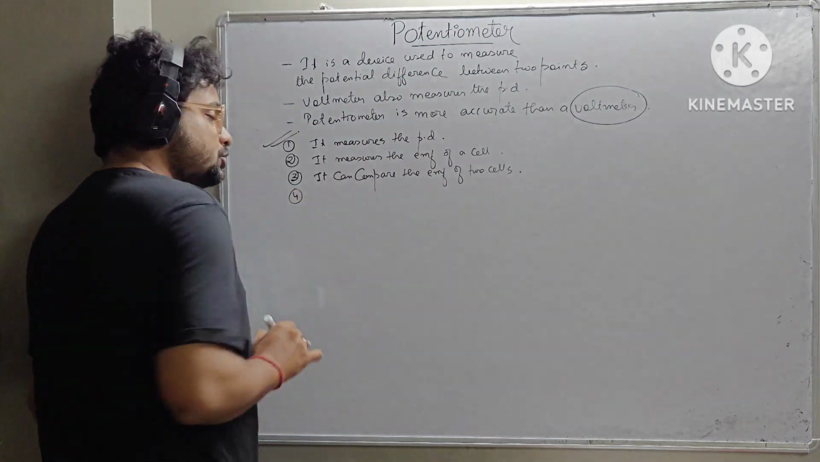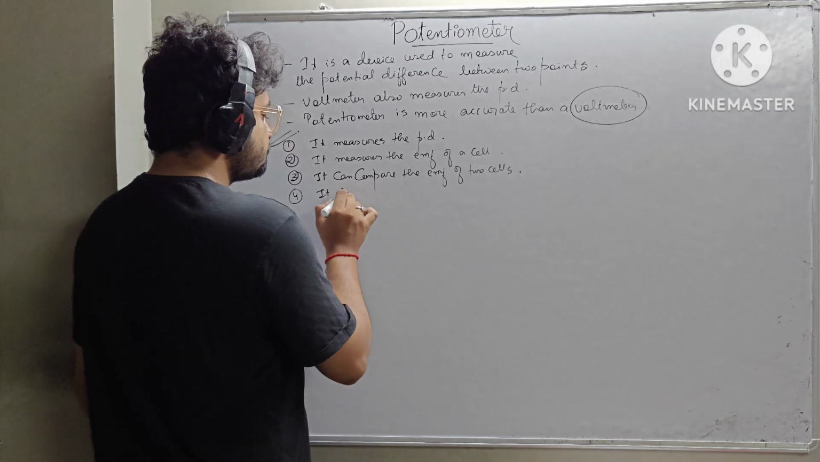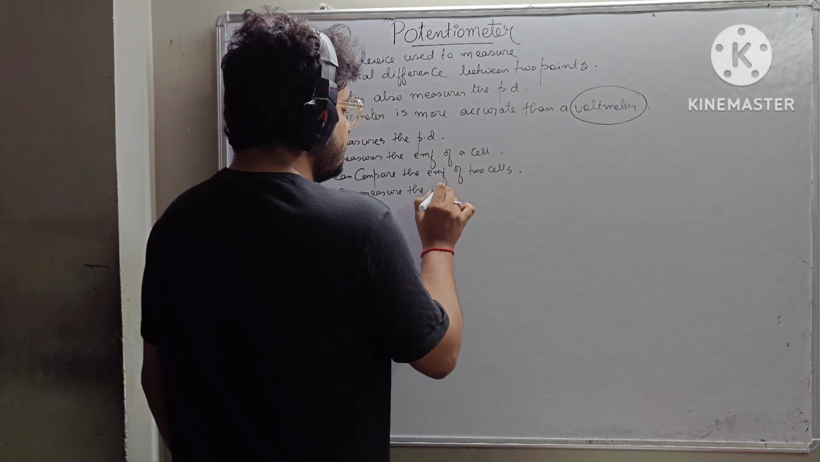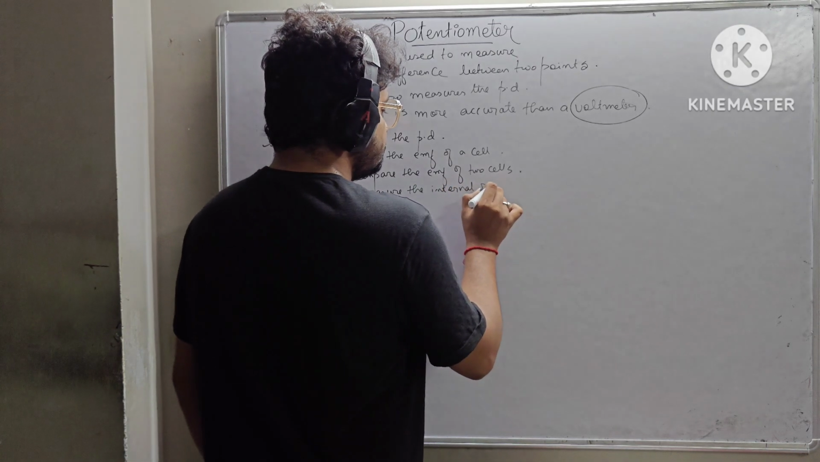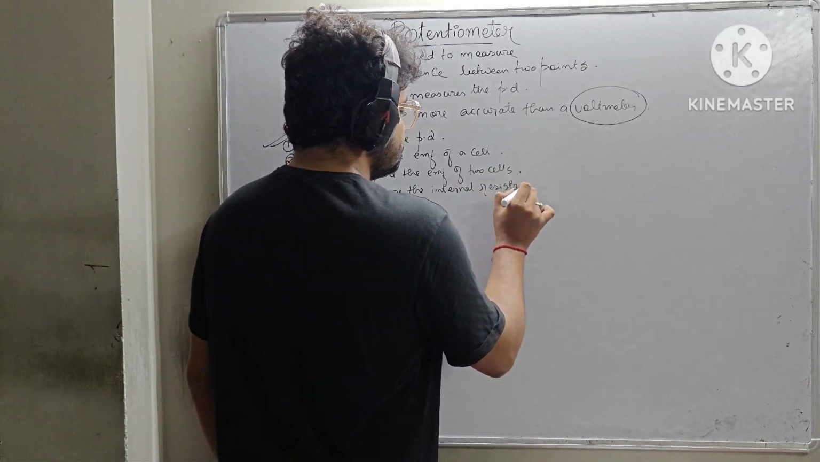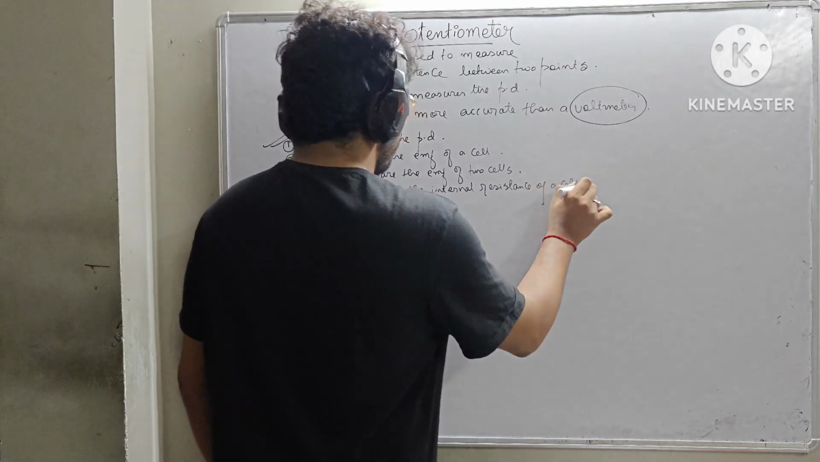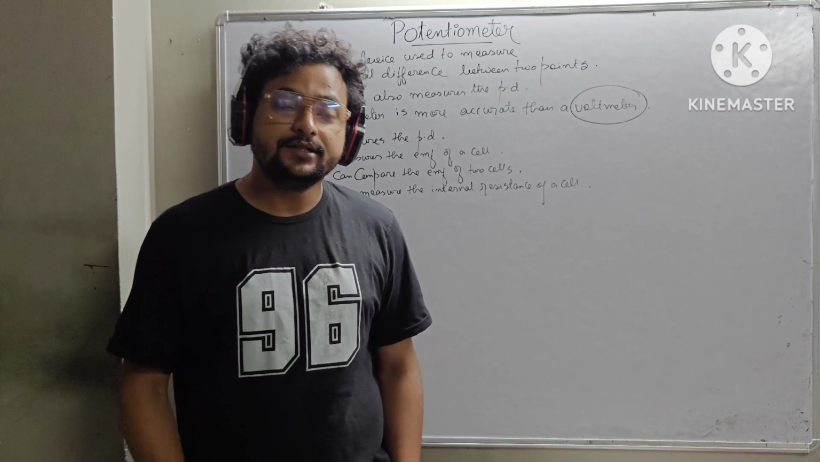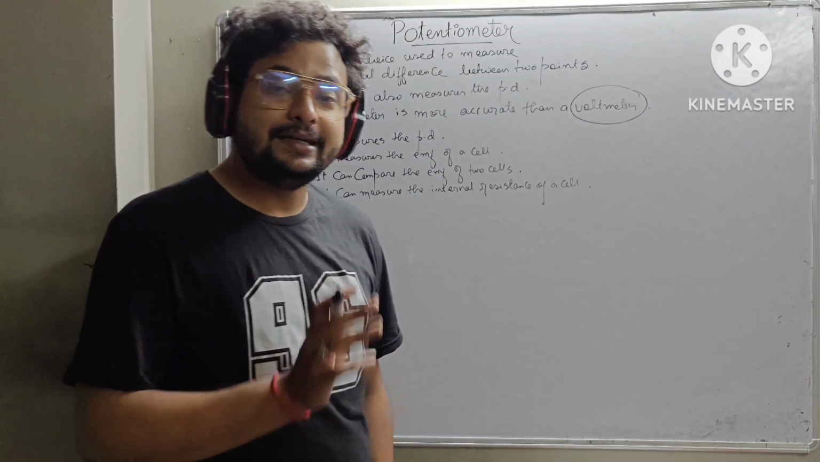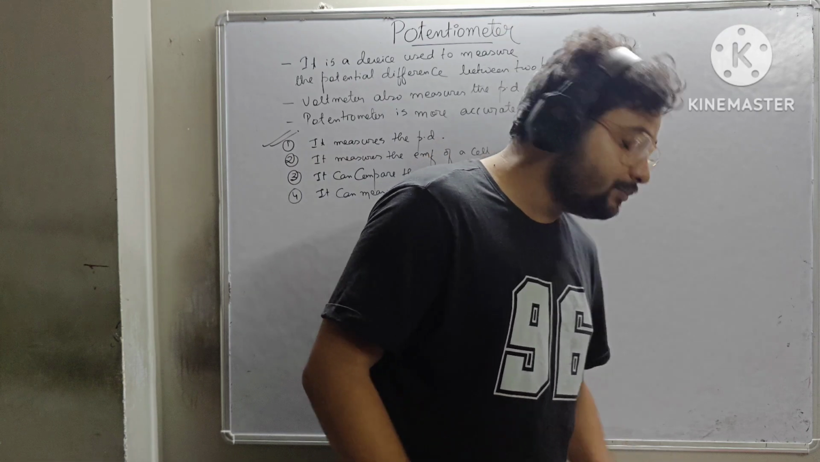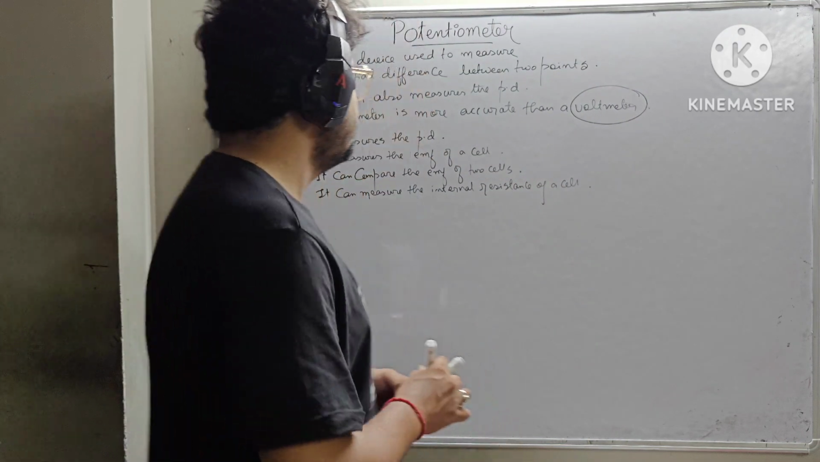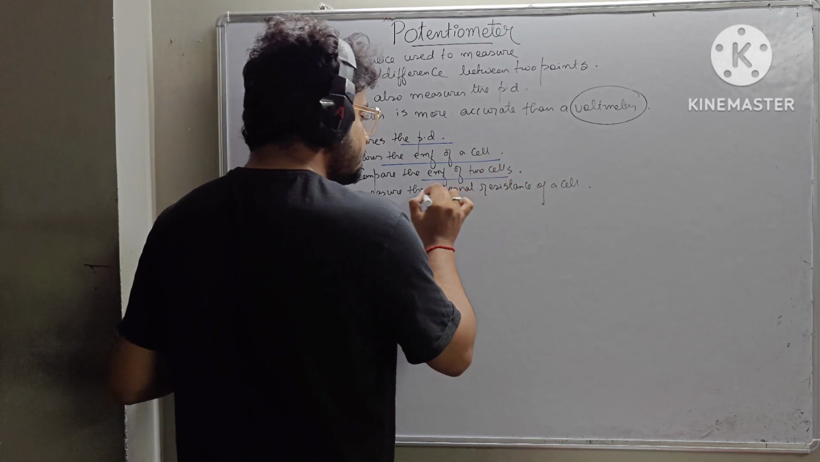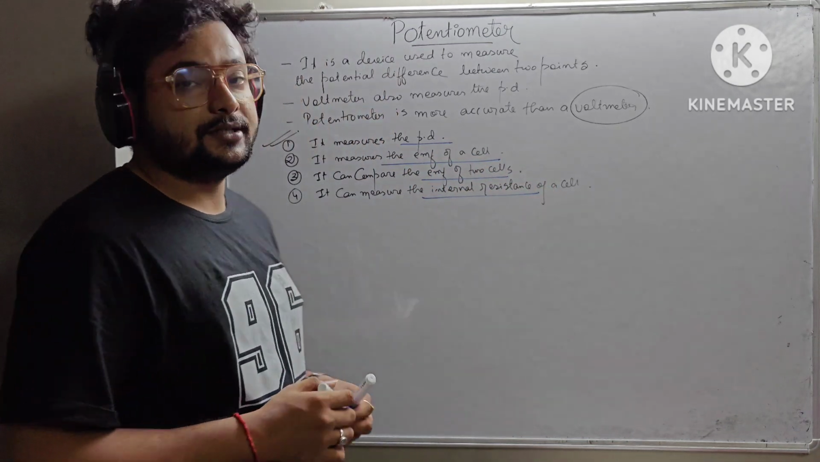And one more function of a potentiometer is that it can measure the internal resistance of a cell. I hope all of you know what is the meaning of internal resistance. So these are the basic functions of a potentiometer. First of all, it measures the potential difference. It can measure the EMF of a cell. It can compare the EMF of two cells, or it can measure the internal resistance of a cell.